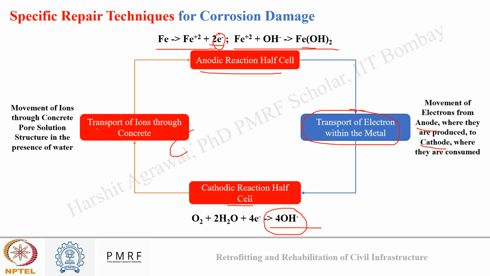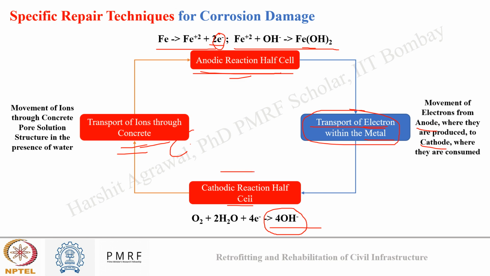Now from here we can understand where corrosion can be controlled. Either we can lower the rate of anodic reaction, which will lower the rate of corrosion, or we can lower the rate of cathodic reaction, which may again lower the rate of corrosion, or we can make concrete more resistive for ion movement, which will reduce the rate of corrosion. Since metal is a conductor, the transport of electrons will occur within the metal, and that we can't control. We can control these three steps.